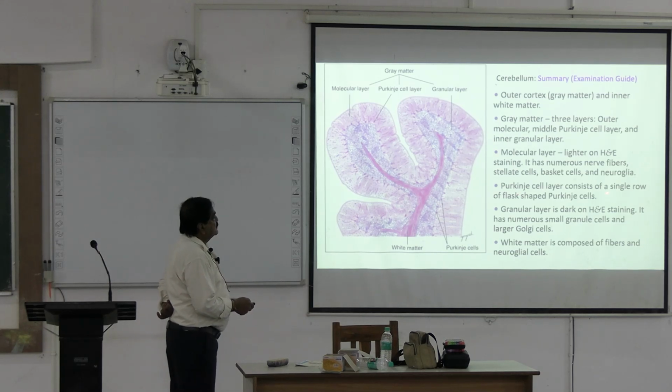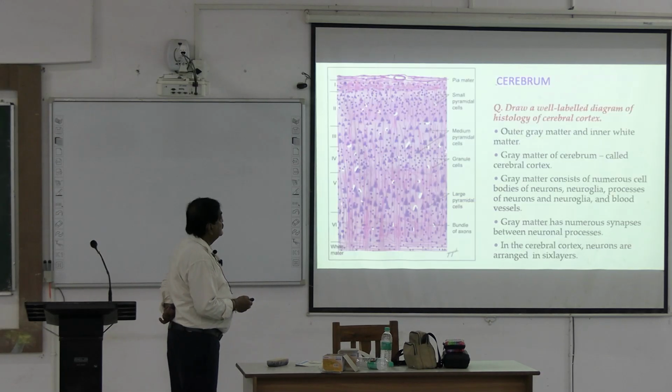Purkinje cell layer consists of a single row of flask-shaped Purkinje cells. Granular layer is dark on HE stain and has numerous small granule cells and large Golgi cells. White matter is composed of fibers and neuroglial cells.